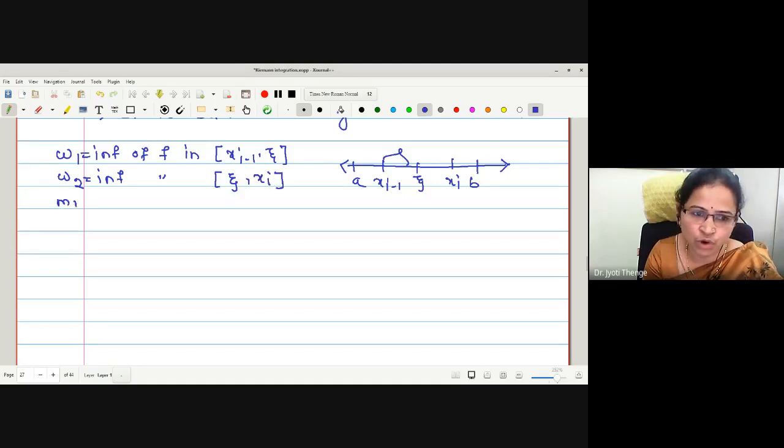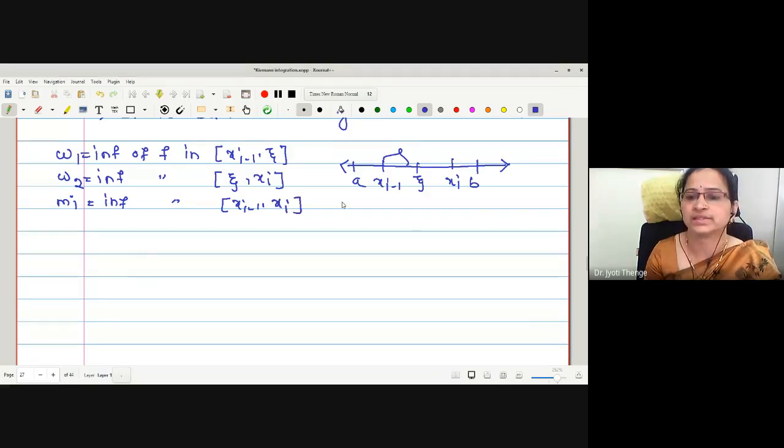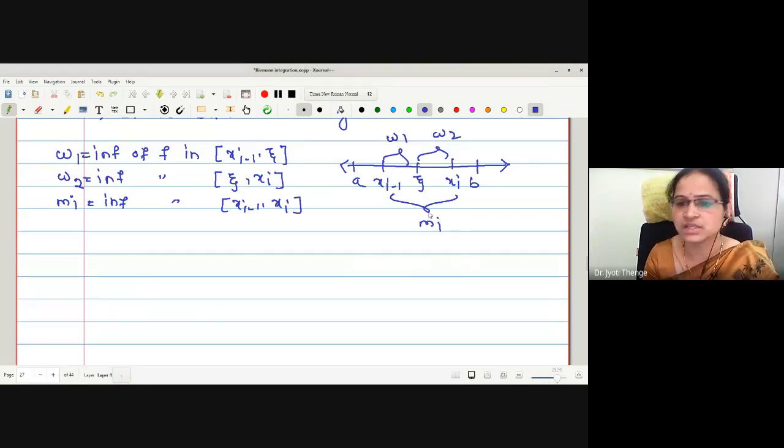We know already small mi is the symbol we are using for the infima of F in the ith subinterval xi minus 1 to xi, right? Here it is W1, here it is W2, and here it is Mi as the infima of the function over the two subintervals. Now, from the student side, I want the relation between Mi and W1. Similarly, Mi and W2. What is the relation here?